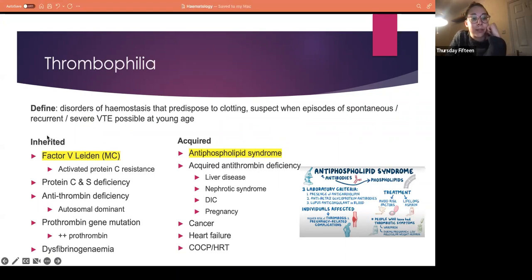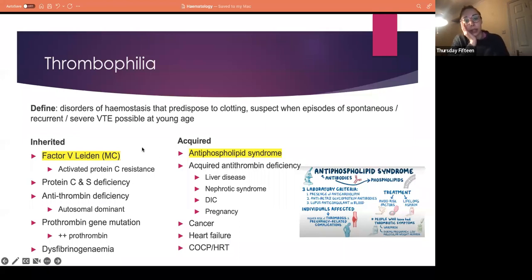So inherited ones like factor V Leiden, that's basically the most common inherited thrombophilia. Factor V Leiden is activated protein C resistance. So clotting factor V obviously works to aid clotting, and protein C will inactivate factor V, so stop the clotting. Factor V is inactivated more slowly in this condition because the factor V is resistant to protein C, so it carries on kind of helping the clotting for longer. It can increase your risk of clotting by like 10 times if you have the homozygous form, so it is a significant thrombophilia. And then protein C and S deficiency, antithrombin deficiency, prothrombin gene mutations, they're all inherited thrombophilias.